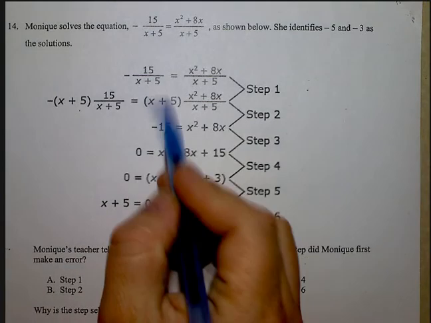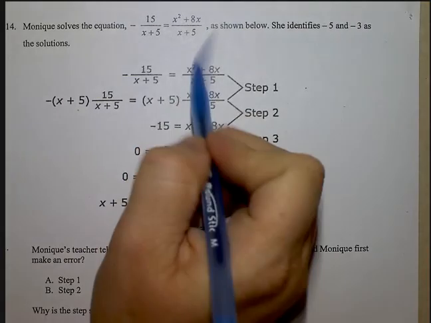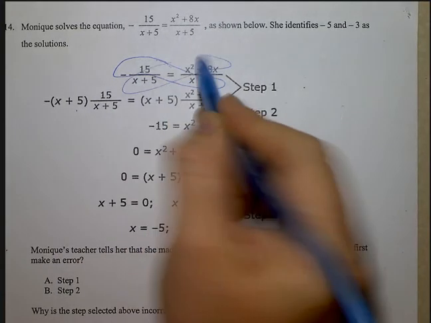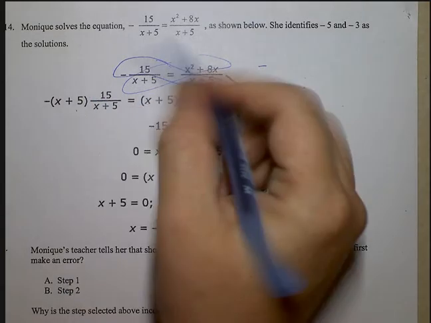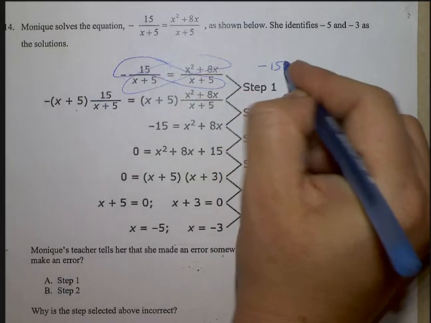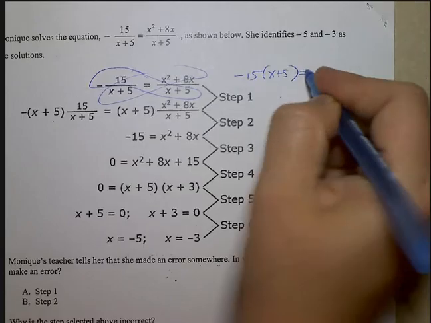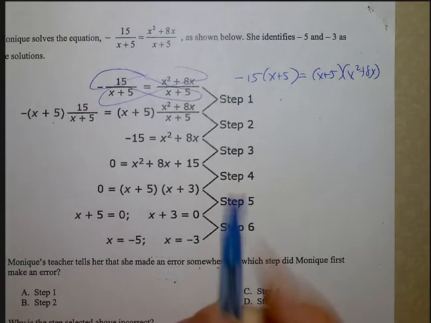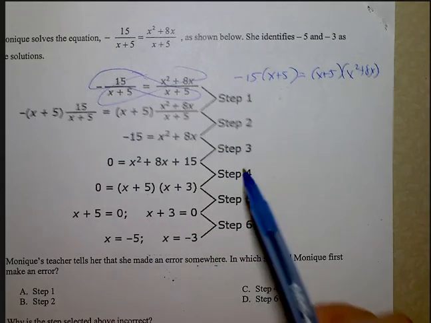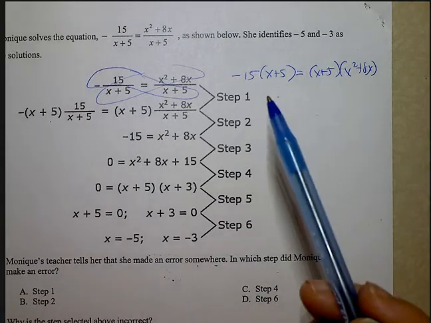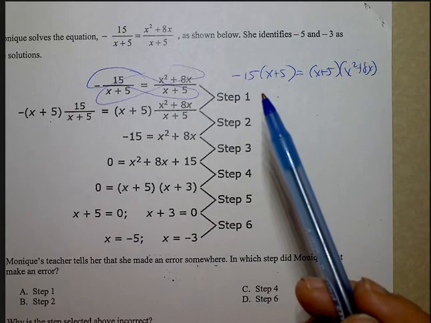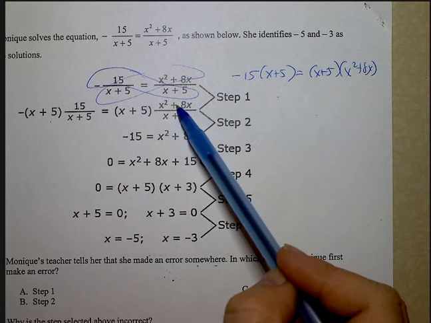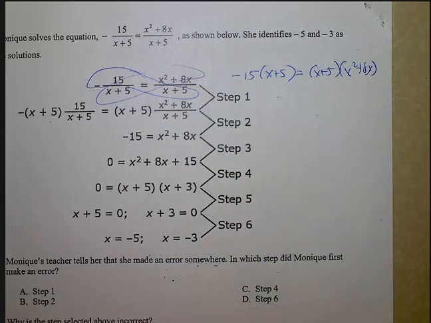So here's the problem, and she appears to be taking this amount, cross multiplying times this amount. So she's taking negative, here's your negative, 15 times x plus 5, and then she's taking x plus 5 times x squared plus 8x. Okay, do we see that? I'm trying to see what she is doing. Okay, in fact, I see that she is not doing that.